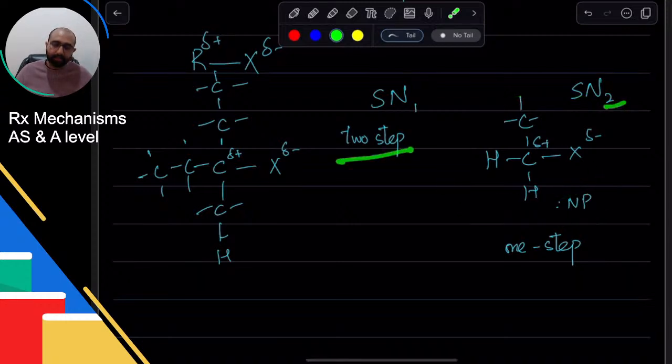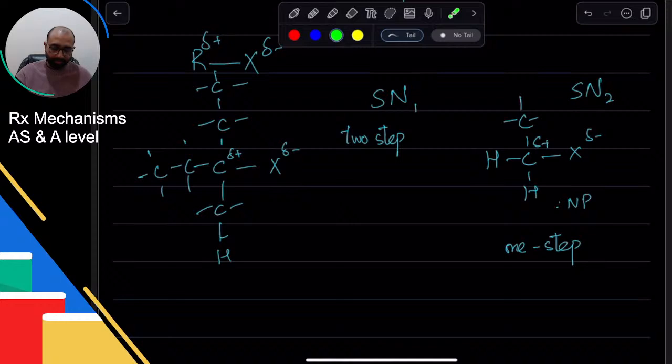This has two steps. The first step is slow when we wait for it to go away, and then the nucleophile attacks. Why? Because almost always you'll see the reactions between slightly positive and slightly negative charges are slower. The reaction between pure positive and negative charge is really, really fast. Okay?